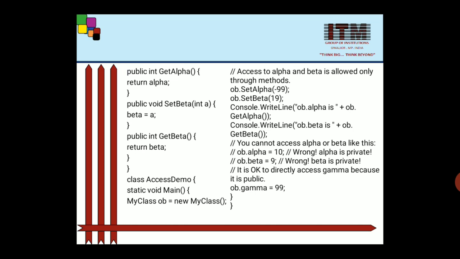The key point is this: a private member can be used freely by other members of its class, but it cannot be accessed by code outside its class.